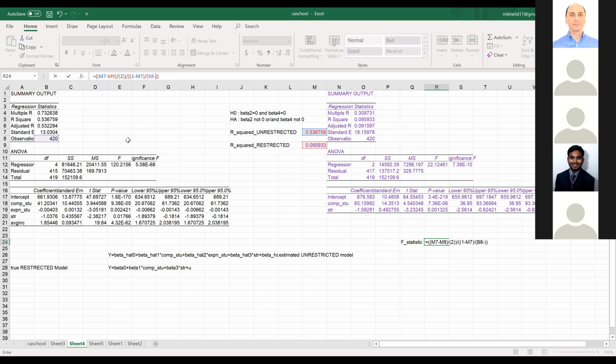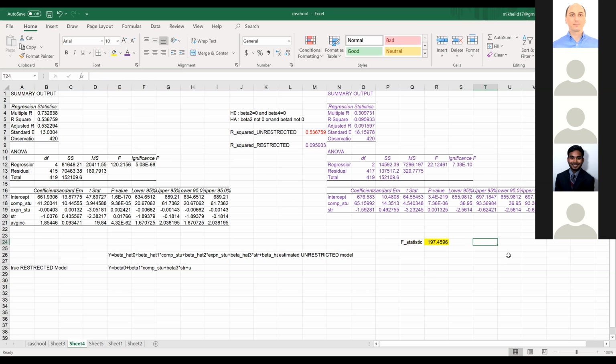I forget. Number of independent variables where? Can you tell me? In the unrestricted model or in the restricted model? The unrestricted. Four. Exactly. So look at the unrestricted model: how many independent variables do we have? Oh, it's 4. Good. And then minus 1, that 1 stands for the intercept. And that will give us the F statistic, which is this, right? 56.197. Yeah.